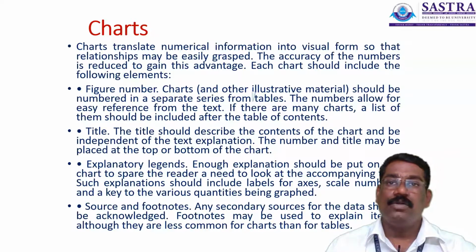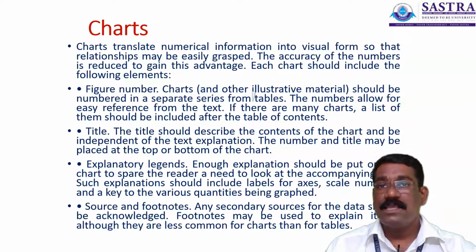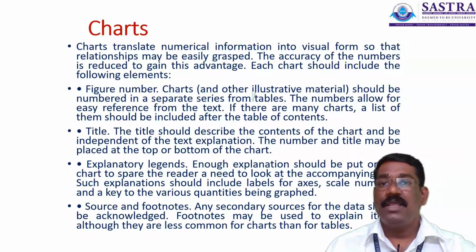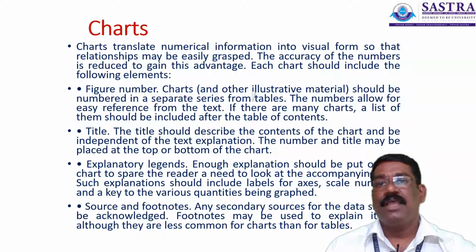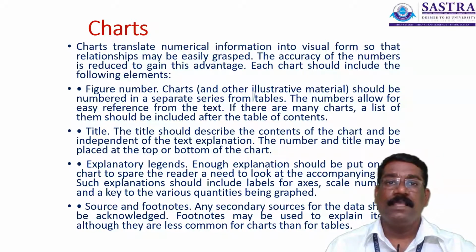Each chart should include the following elements. You can see here, one is the figure number. The chart should be numbered in a separate series from tables. The numbers allow for easy reference from the text. If there are many charts, a list of them should be included after the table of contents. And also, the title should describe the contents of the chart and be independent of the text explanation. The number and the title may be placed at the top or the bottom of the chart.